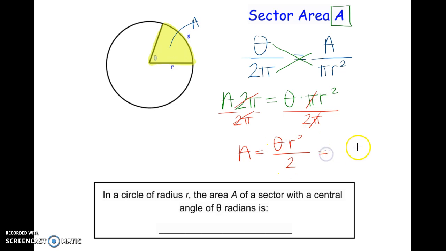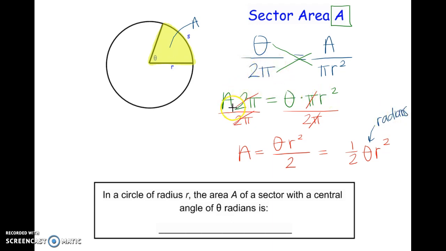And sometimes a textbook might have 1/2 theta r squared. And either of these is completely fine. You do have to, again, remember that your theta has to be in radians because of how we derived this using 2 pi radians from the beginning.